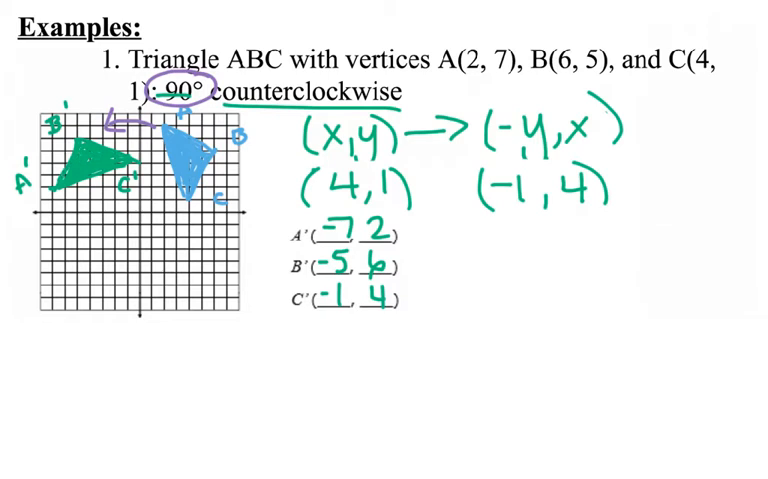If we went 180 degrees, we would expect to move 2 quadrants over. If we went 270 degrees, we would expect to go 3 quadrants over. And if we go 360, we expect to be in the same exact place.